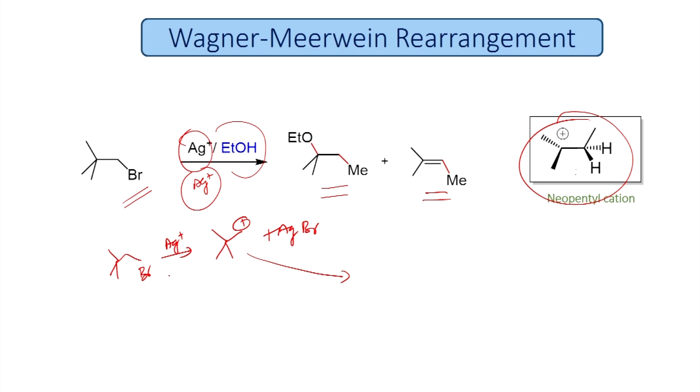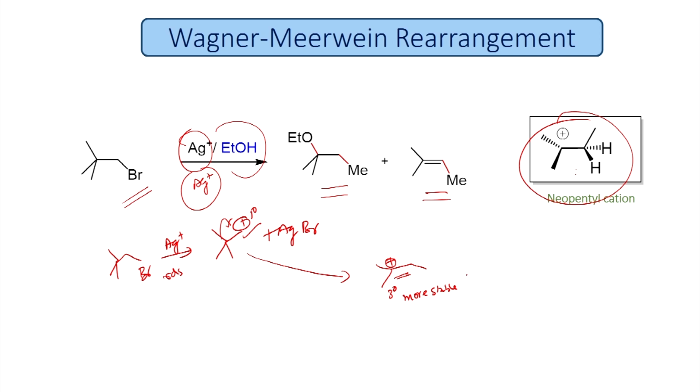Once you form this one, now this can migrate and give a secondary carbocation. Now, it can migrate, give a tertiary carbocation. You look at here, now you have the primary carbocation. When you do the migration, you get the tertiary carbocation, which is more stable compared to the primary carbocation. So, this is the driving force in this reaction. As soon as you form the primary carbocation, it is converted into the tertiary carbocation, which is more stable.